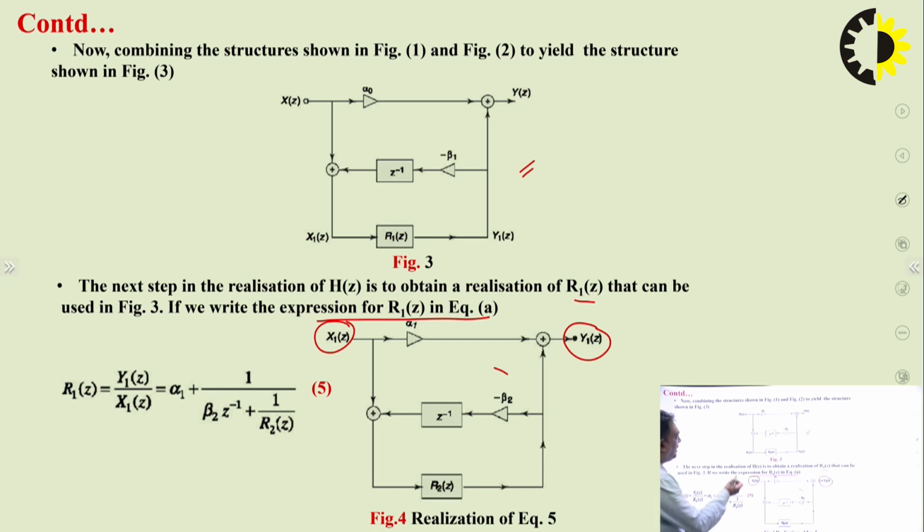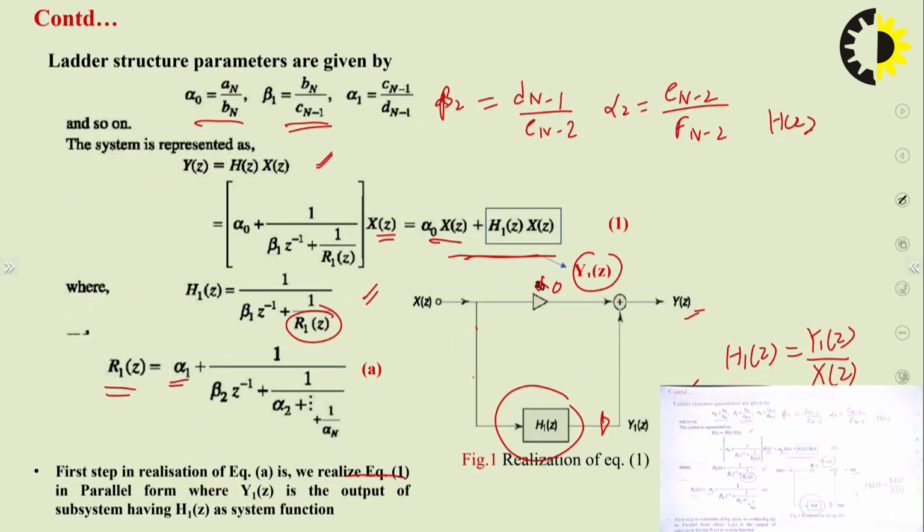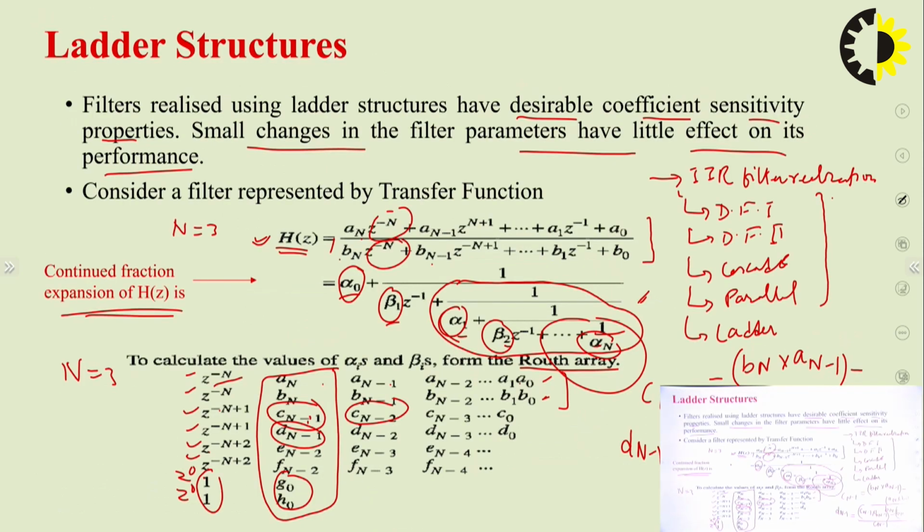So in place of alpha naught, now for this X1(z) and Y1(z) we are implementing this structure, and its value is, you can see, R1(z) will be equal to Y1(z) upon X1(z), and its value will become, if you see from the very first slide, this solution.